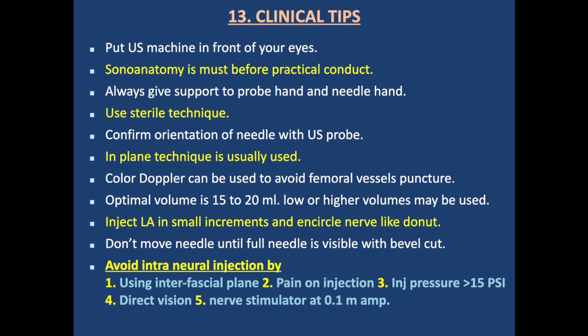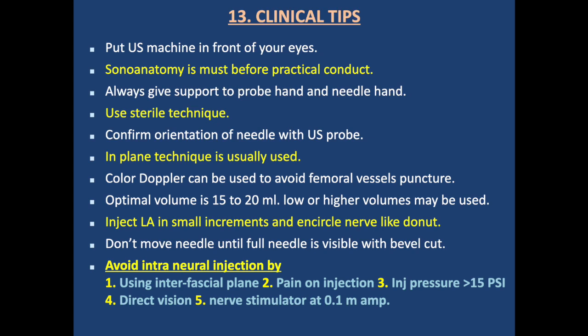And we check pressure in the tubing. It should not be more than 15 psi, and an indicator shows if the pressure goes high. To avoid intravascular injection, we check the fluid passing through the tip of the needle, and if it is not passing, it means it is in a vessel.